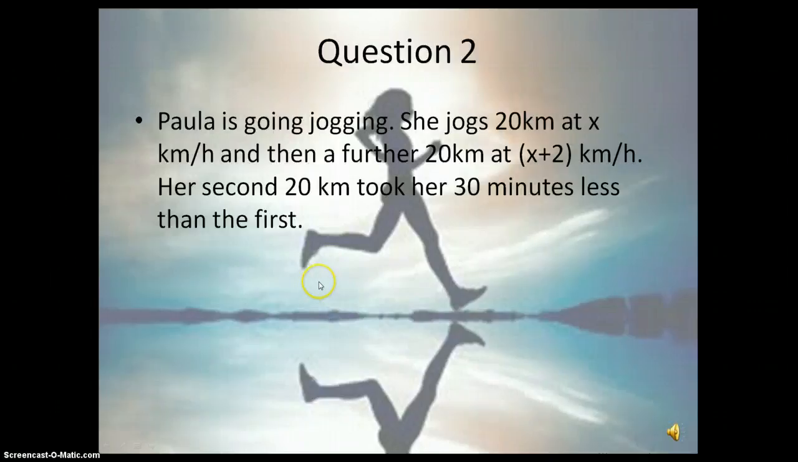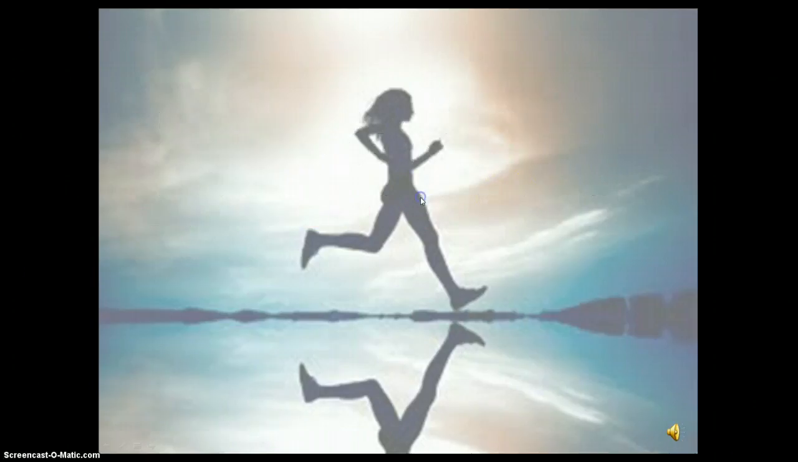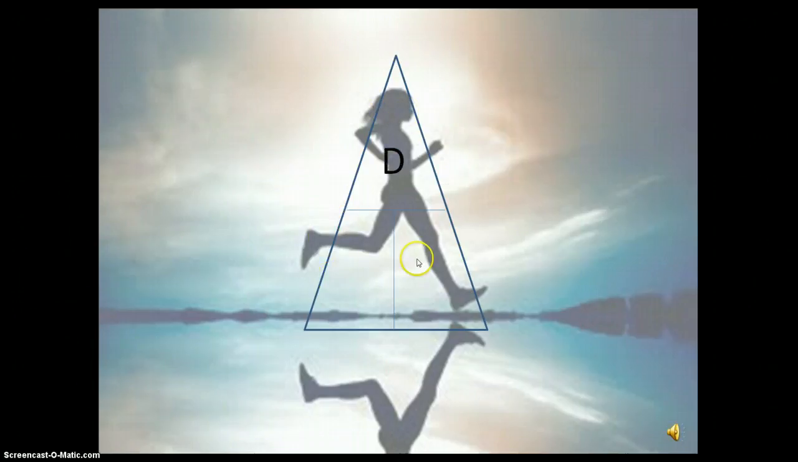Now, second question. Paula is going jogging. She jogs 20 kilometers at x kilometers per hour, and then a further 20 kilometers at x plus 2 kilometers per hour. Her second 20 kilometers took her 30 minutes less than the first. Well done, Paula.